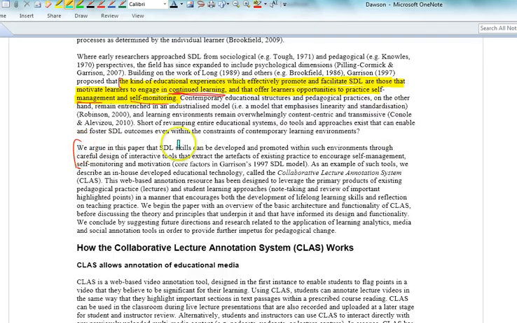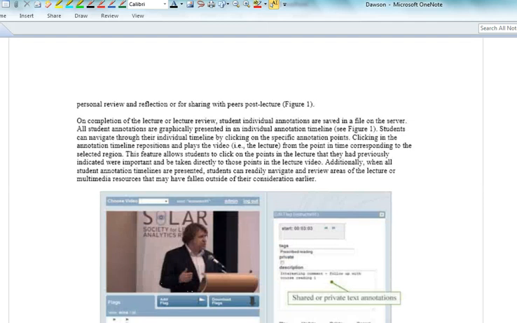Back to some highlighting. Self-directed learning skills can be developed and promoted within such environments through careful design of interactive tools. So interactive tools promote self-management, self-reflection, and students really taking charge of where they're going with their learning. So this whole article is about a collaborative lecture annotation system. So it's sort of similar to the OneNote in a way. One of the tools in OneNote, as I'm doing here, you can insert PowerPoints, printouts, and you can make annotations as you go through. This article describes the collaborative annotation system in which those comments can be shared. But has got some similarities with the OneNote system that I'm mentioning here.